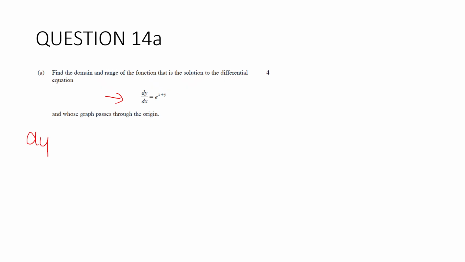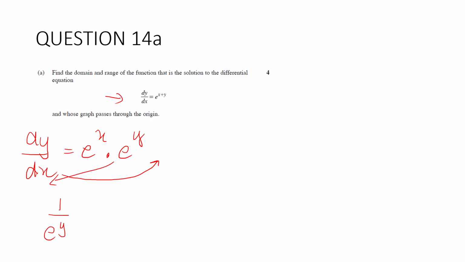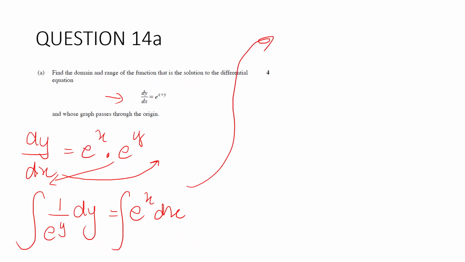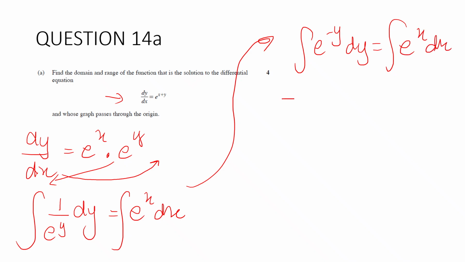So I'll start with dy/dx is equal to e^x times e^y, and we're going to separate the variables. So I'm going to bring this dx up here and the e^y down there. So we're going to get 1 over e^y dy equals e^x dx. In other words, the integral of e^(-y) dy equals the integral of e^x dx. So we've got negative e^(-y) is equal to e^x + c.